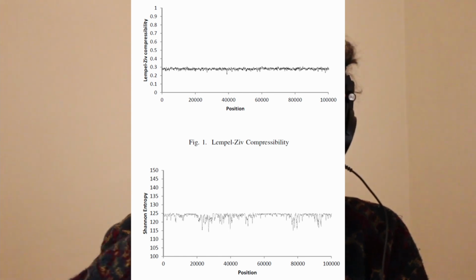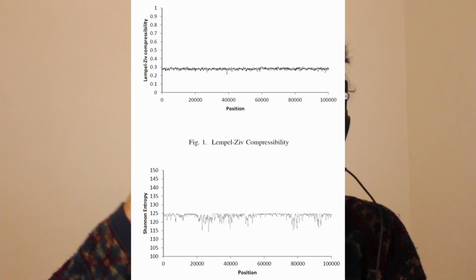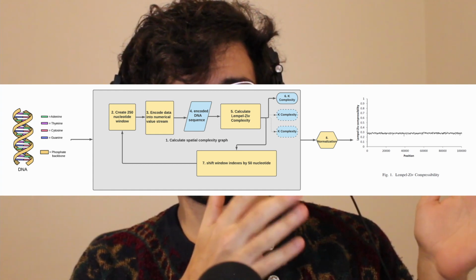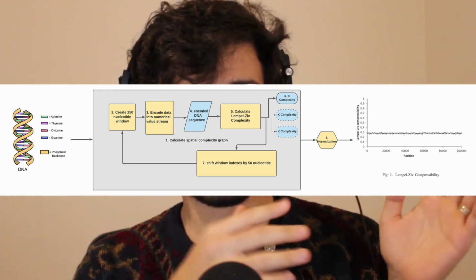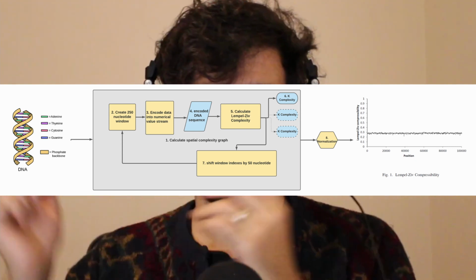So where the graph has a spike, it is more complex, and where you have a trough, it is less complex. This is what we're trying to produce. So it's not just one metric, but a metric across space, across the space of the chromosome. So that's what we have. The input is a bunch of letters A, T, G, C, all mixed up. And the output is a graph of complexity across space.